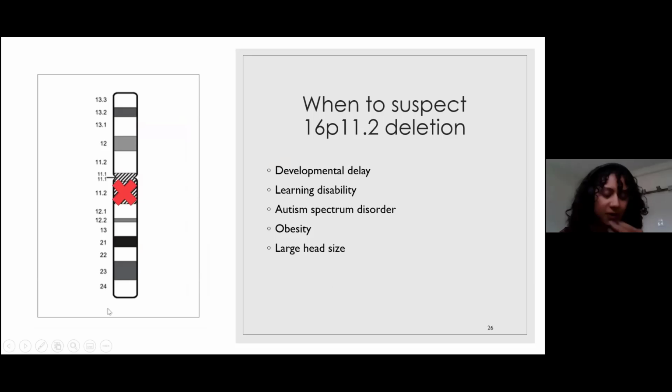So just showing you here, this is chromosome 16, P arm, Q arm. Oh, I put this on the wrong side. I'm sorry, that's my fault. So this little X should be up here with 11.2 on the P arm, on the short arm. That was my bad, I apologize. But they would have a deletion there. Now, when we suspect it is when a child has developmental or a learning disability or autism spectrum disorder, especially when it's combined with obesity and a large head size.